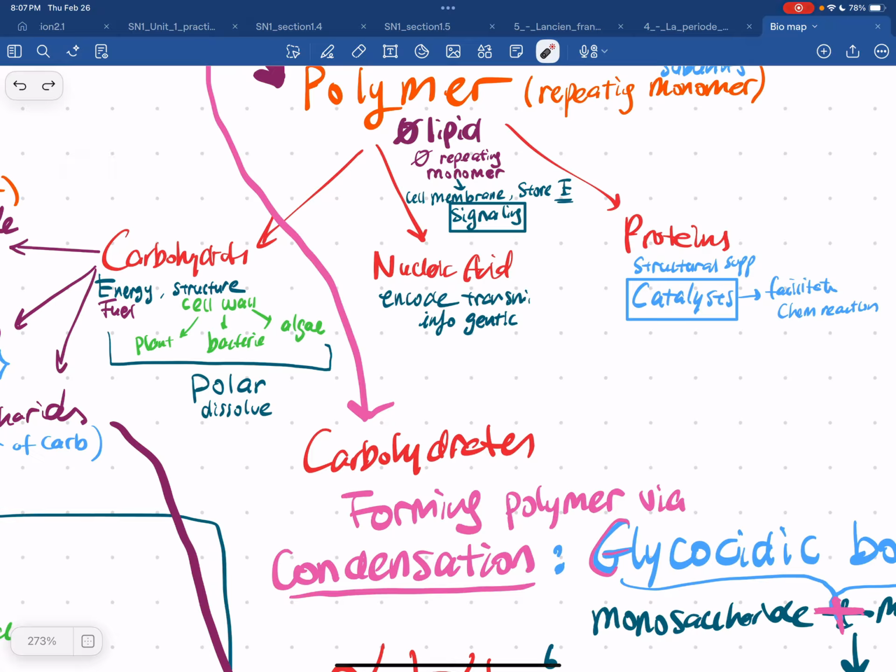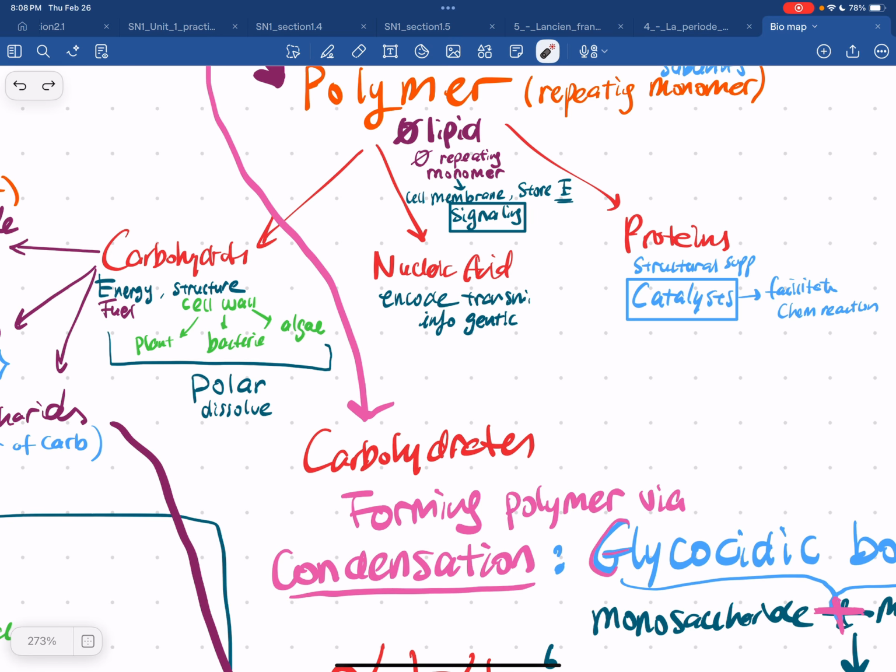And nucleic acids encode and transmit genetic info. So nucleic acid is what forms DNA and RNA. DNA and RNA are nucleic acids.